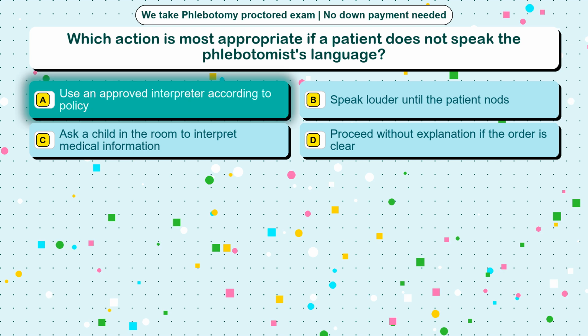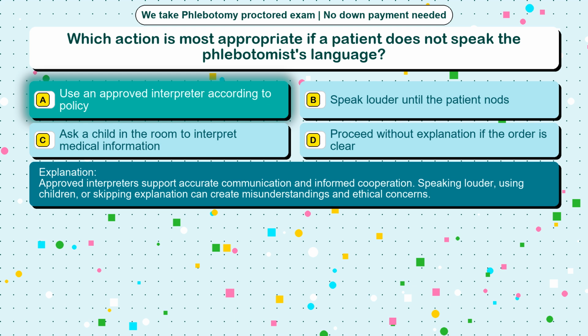The correct answer is option A, use an approved interpreter according to policy. Approved interpreters support accurate communication and informed cooperation. Speaking louder, using children, or skipping explanation can create misunderstandings and ethical concerns.